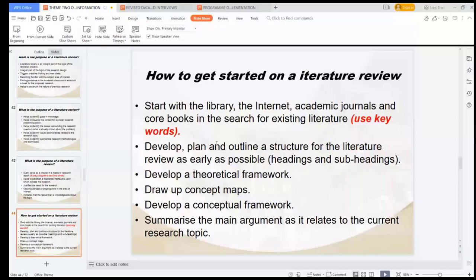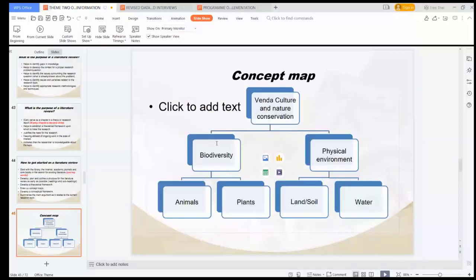I've just put keywords there because the heading, the topic itself, is very long. But there under the culture, I said the Venda culture has something to do with biodiversity. Biodiversity means living things, living animals and living plants, anything that is alive. And this is part of the natural environment that the Venda culture can protect or can destroy. Apart from those things that are alive, the Venda culture can also destroy the physical environment.